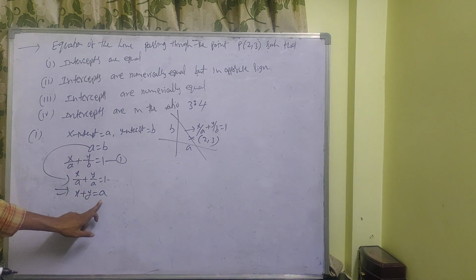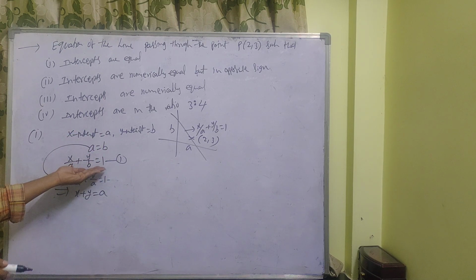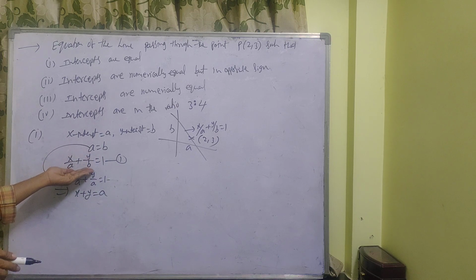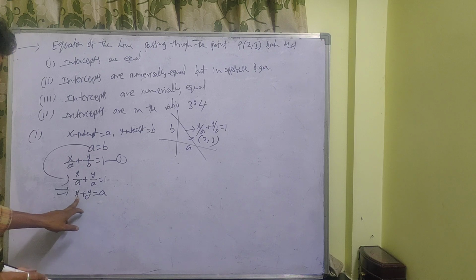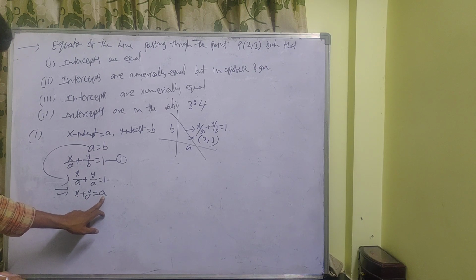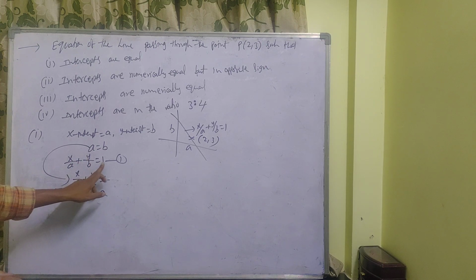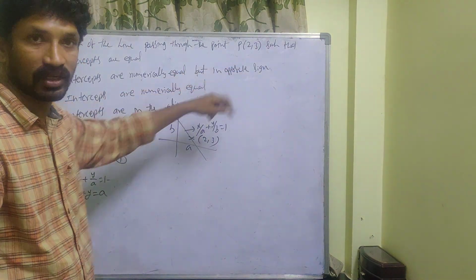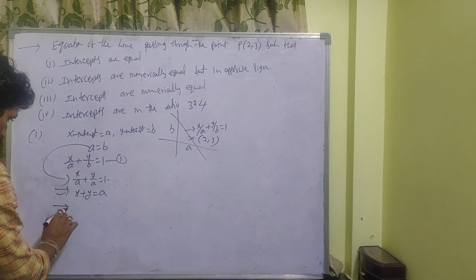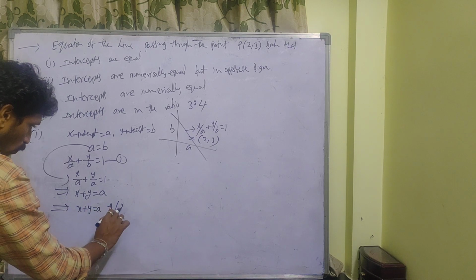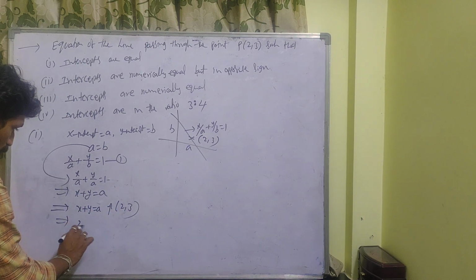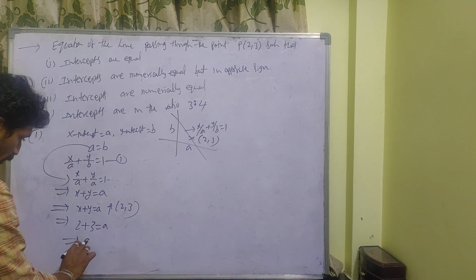If you find the value of A, then that is our required equation. If you substitute in this one, that is our required equation. How can you find out the value of A? Because x by A plus y by B is equal to 1, passing through the point (2, 3). So x plus y is equal to A, passing through (2, 3). So then what can you say? 2 plus 3 is equal to A. That means A is equal to 5.